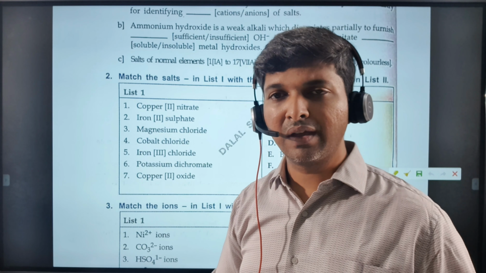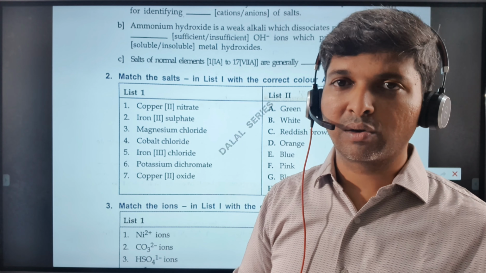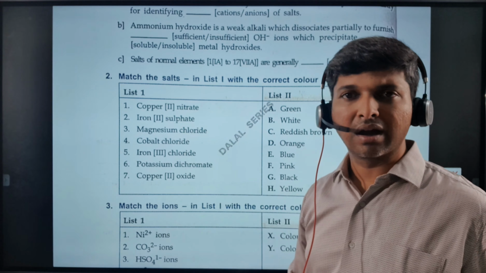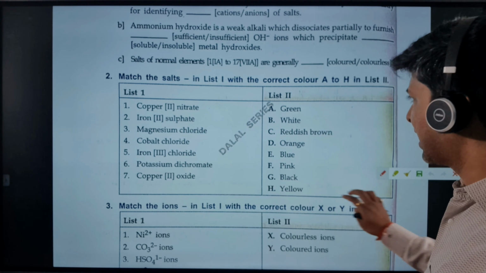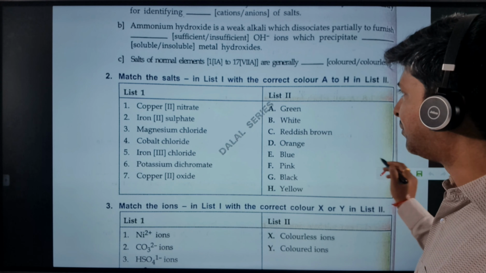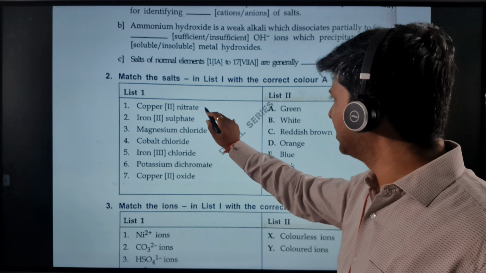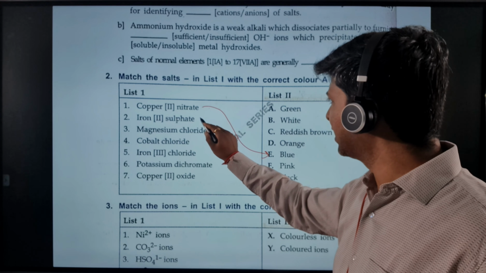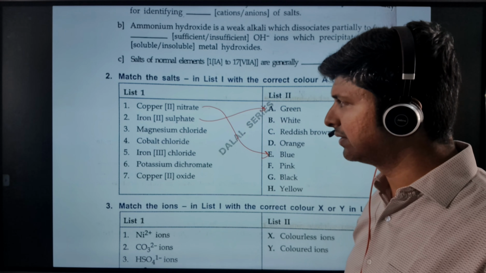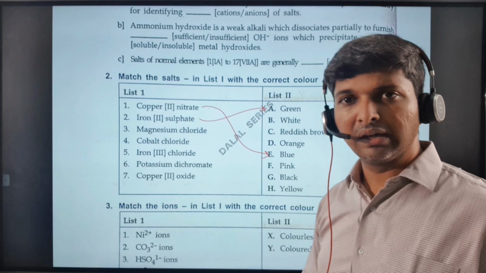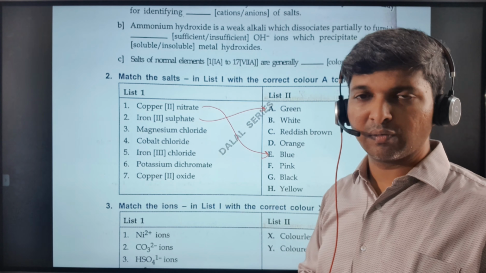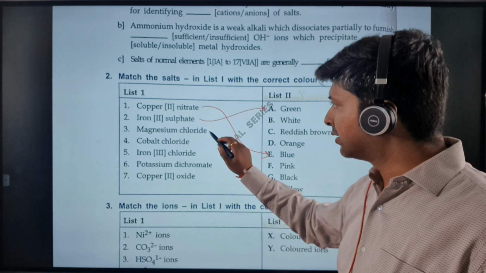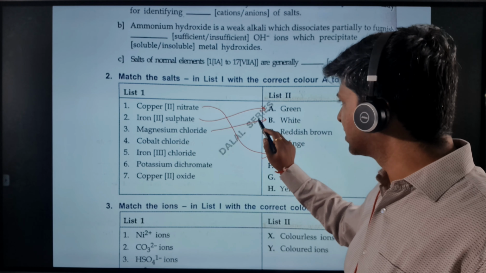On the basis of what we have learned, we have a question over here. We need to match the color of these compounds. Copper nitrate will be blue in color. So where's blue? Here's blue. Then iron 2 sulfate will be green in color. It's also called green vitriol. Oil of vitriol is H2SO4. White vitriol is zinc sulfate, and blue vitriol is copper sulfate. Magnesium chloride will be white in color.